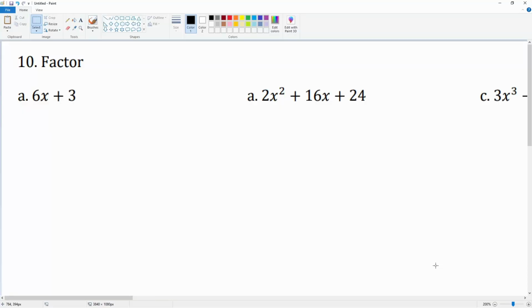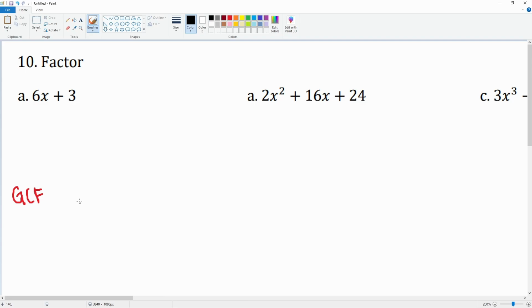Number 10 asks us to factor. To factor, we just want to factor it into its factor form. So 6x plus 3, you can't do your dashes here because there's stuff missing, but you can also just pull out a GCF. So I can show you here how to find the GCF if you would like.